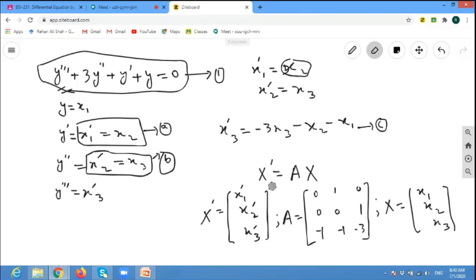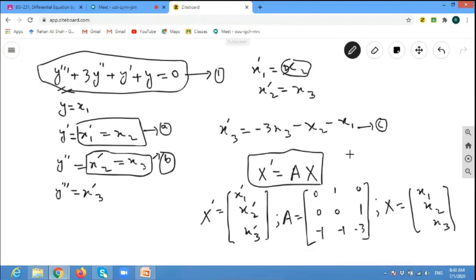So every homogeneous system can be written in the form of x dash is equal to ax. Remember this point. Every homogeneous first order system can be written in the form of x dash is equal to ax, where A is the coefficient matrix. Coefficient matrix means the coefficients of x1, x2, x3, जितने भी वेरिएबल्स उसमें इन्वॉल्व हैं.